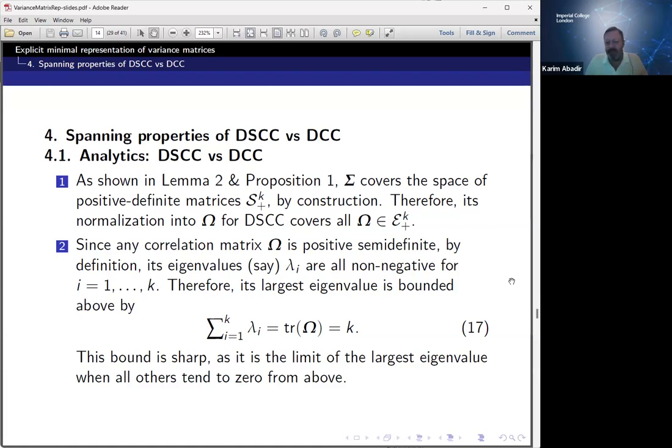So let's take any correlation matrix Omega that is positive semi-definite. Then the eigenvalues are between 0 and 1. And therefore, the sum of the eigenvalues is a bound for the largest eigenvalue because there are no negative lambdas. So if you set all the lambdas except one to be equal to 0, then the bound on the remaining eigenvalue is just equal to K, where K is the dimension. So this is a sharp bound, attained if you want to cover positive semi-definite correlation matrices.